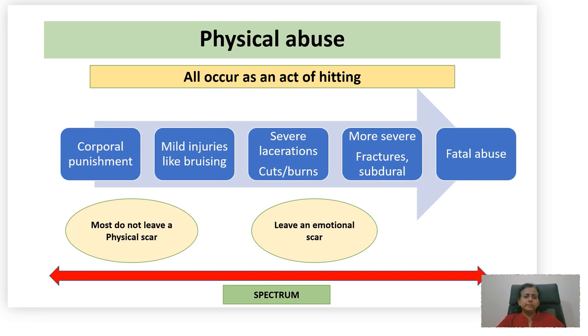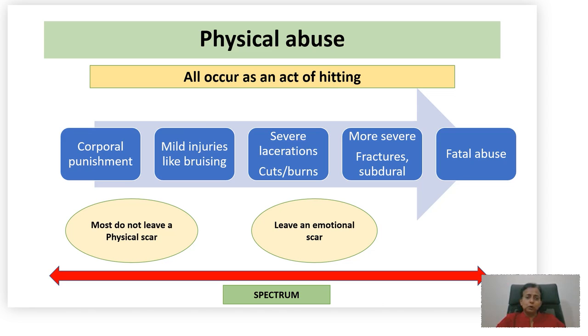So physical abuse is a spectrum. All occur as an act of hitting. It can be a mild form due to corporal punishment or mild injuries like bruising, then severe lacerations, cuts and burns, more severe becoming fractures, and of course it can be lethal as well, causing death in these children. Most of this physical abuse may not leave a physical scar. It heals without any obvious physical scar, but it leaves an emotional scar.